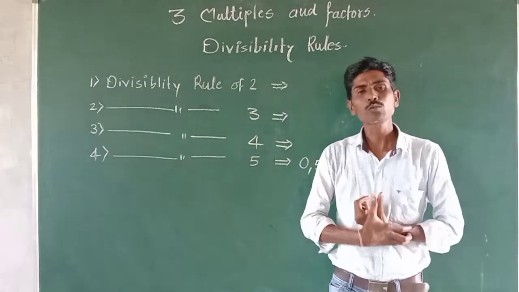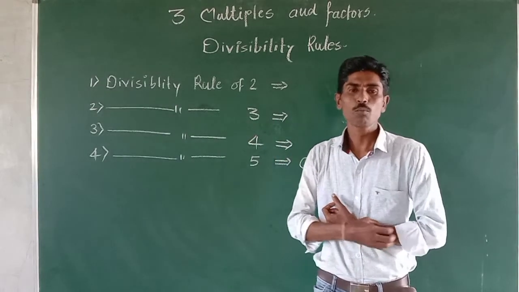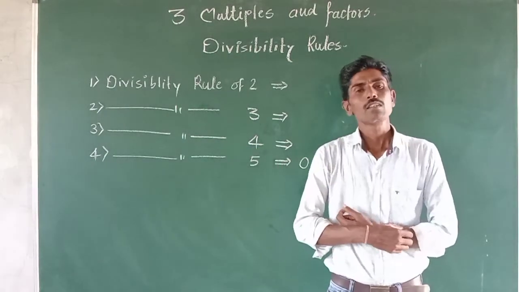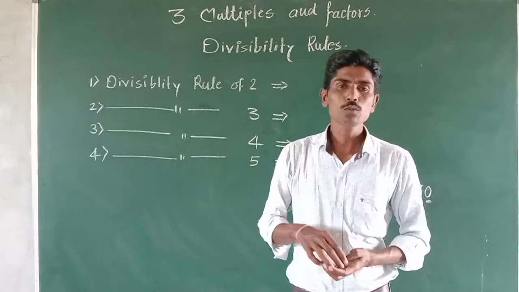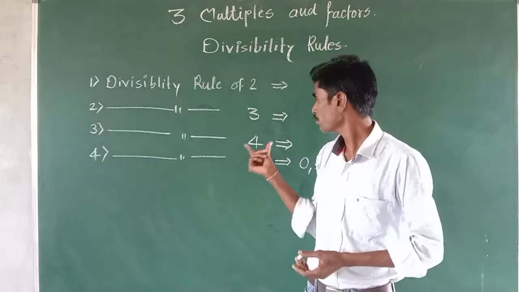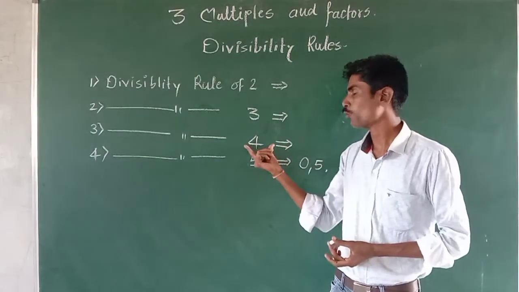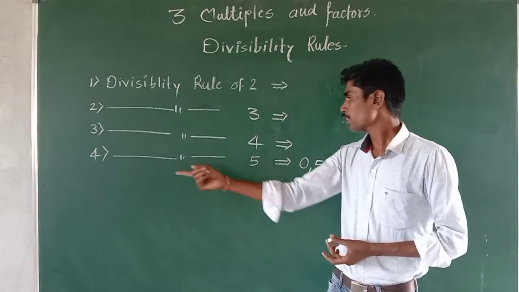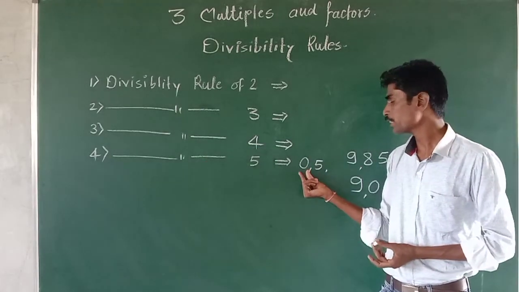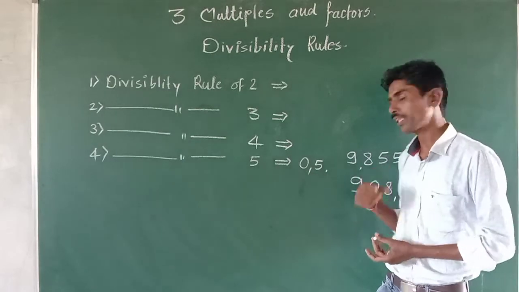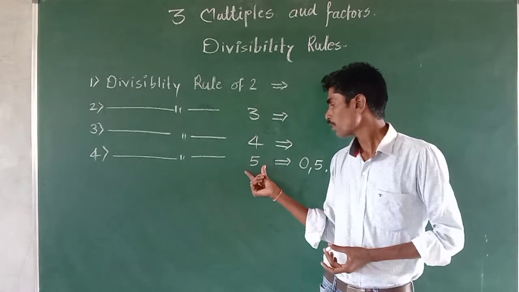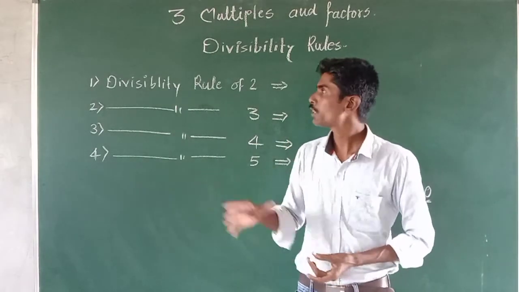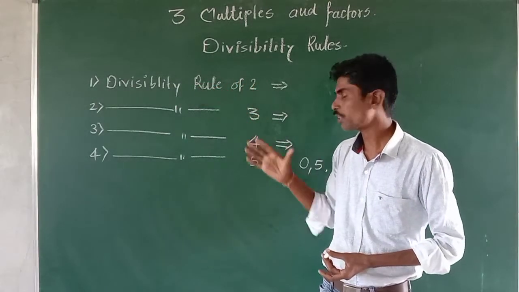Then for the divisibility rule of 4, the last two digits are important. If the last two digits are exactly divisible by 4, then the whole number can be divided by 4. And the divisibility rule of 5: if there is a 0 or 5 on the ones place or unit place, then the whole number can be divided by 5. So this is the divisibility rule of 2, 3, 4 and 5.